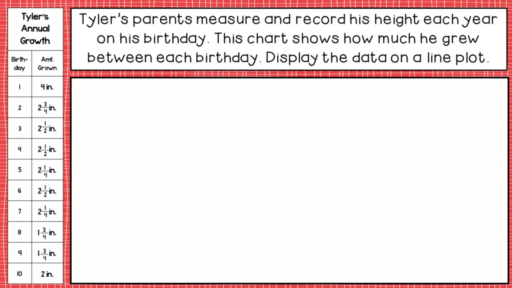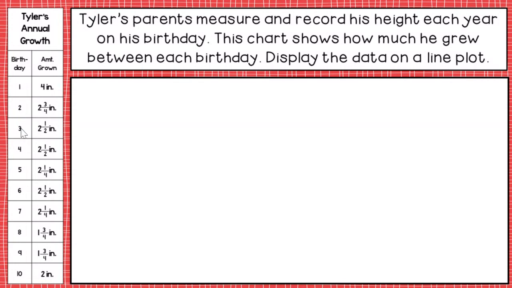So anyway, this chart shows the annual growth between each birthday. That means if we look over here, between the time he was born and his first birthday, when he got to smash that cake and get icing all over his face, he grew 4 inches. And then between his first and his second birthday, he grew 2 3/4 inches. That doesn't mean he was only 2 3/4 inches tall. It means he grew that much more.